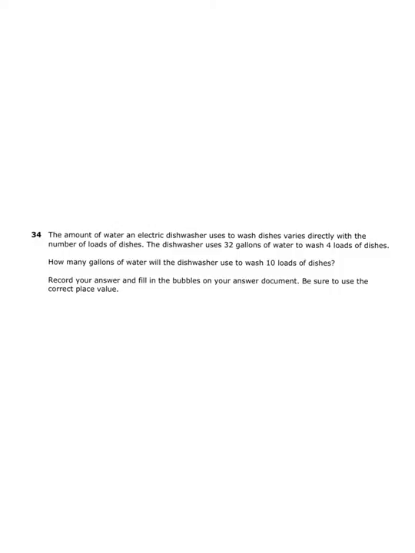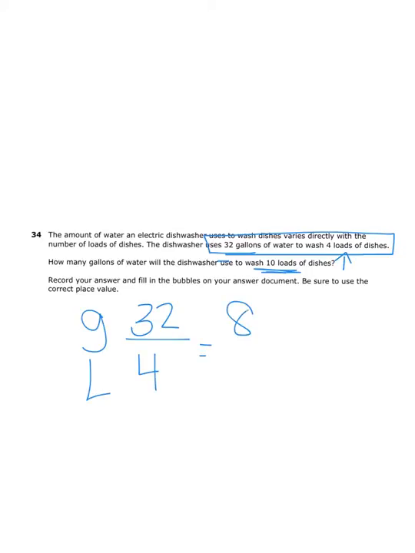Number 34. The amount of water an electric dishwasher uses to wash dishes varies directly with the number of loads of dishes. The dishwasher uses 32 gallons of water to wash 4 loads of dishes. How many gallons of water will the dishwasher use to wash 10 loads of dishes? So first you have to figure out basically how much water you need for 1 load. So if you need 32 gallons for 4 loads, that means you need 8 gallons for 1 load. So if you do 10 loads, you need 80 gallons. So your answer was 80.